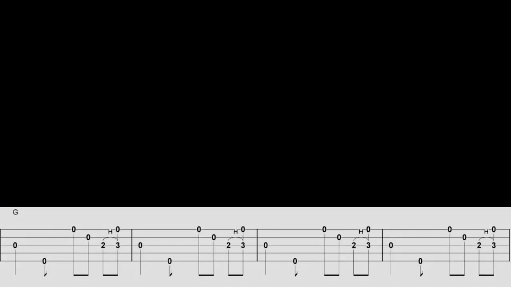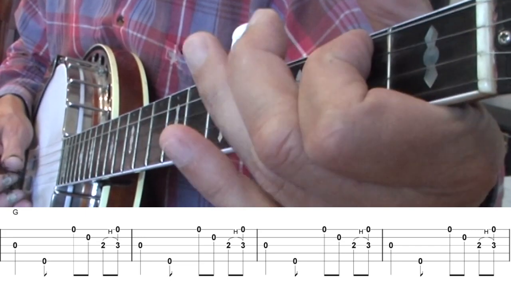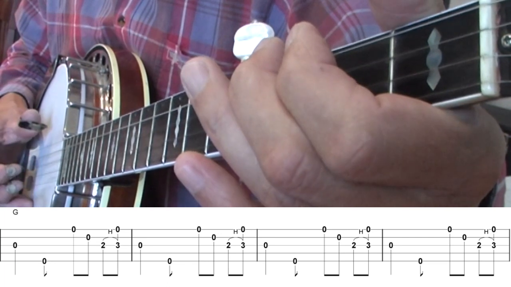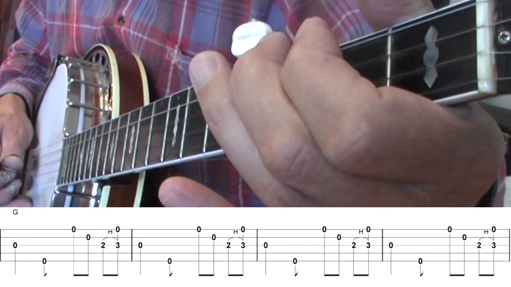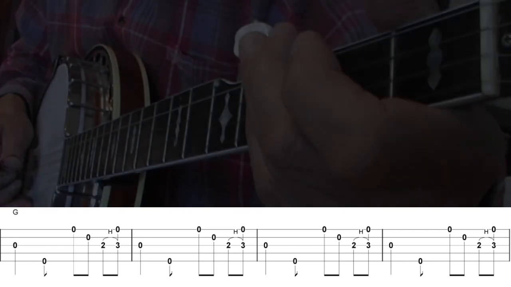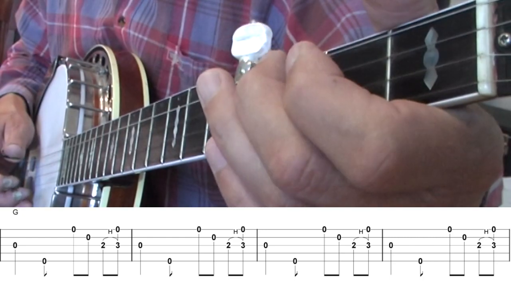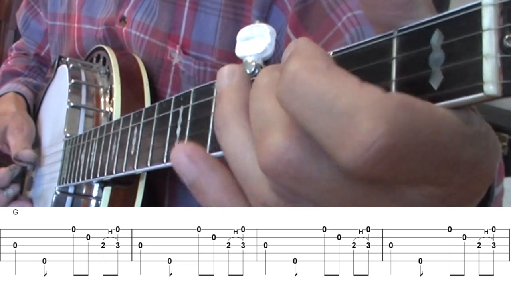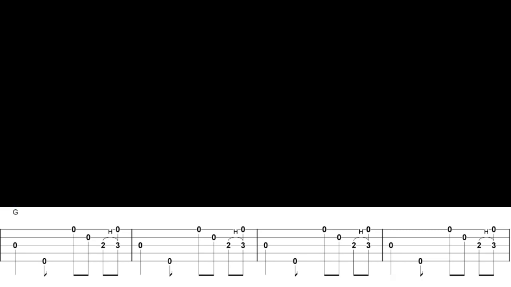Here is a lick which serves as a good ending lick. And a little faster. Faster still.